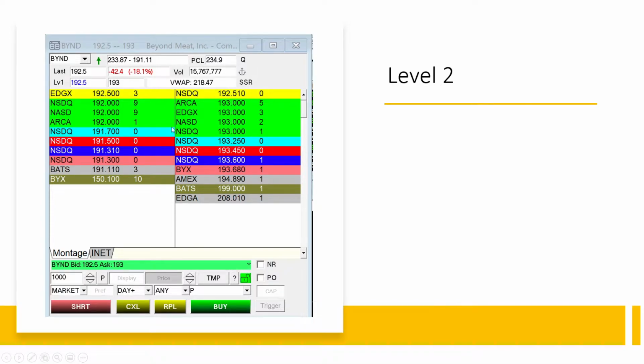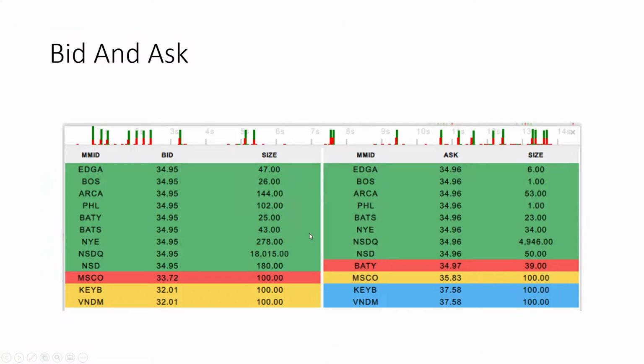You're going to have your exchanges right here, and then you're going to have these numbers right here, which are the share amounts that are coming in. In general, this little section right here is going to be exactly the same on other platforms. They may not have all this extra stuff on the top or on the bottom, but in general, this is what the level 2 is going to look like. So let's go on to the next slide here.